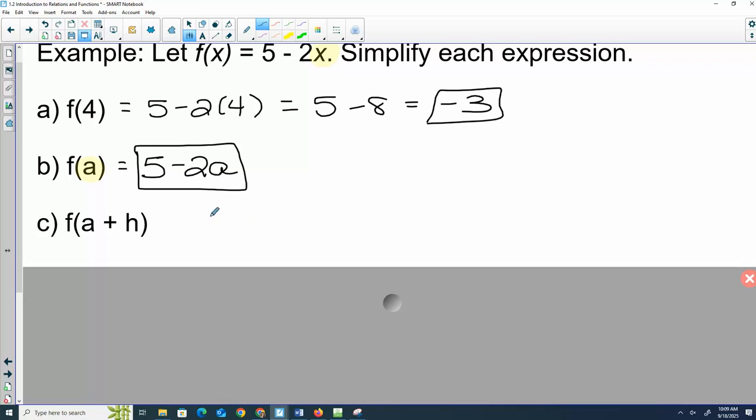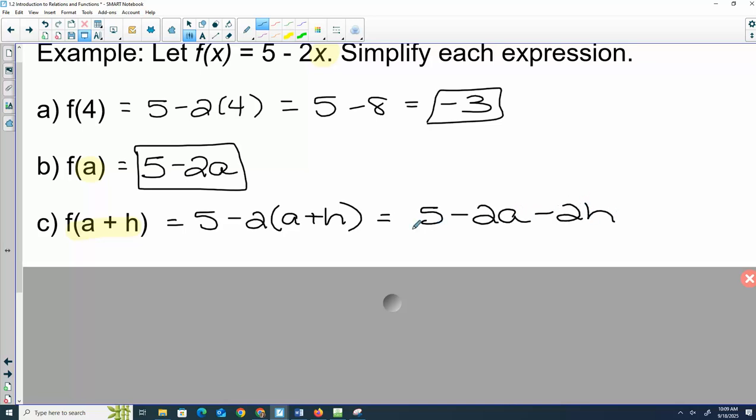I ask you to find f of a plus h. That means you are replacing x with a plus h. We have 5 minus 2 times a plus h. What should I do there? Distribute negative 2. So that's negative 2a minus 2h. And again, no like terms, so that's our final answer.